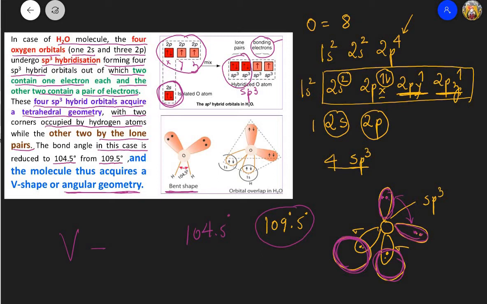Okay, and because of the repulsion, we know which type of repulsion? Lone pair and lone pair will be much more repulsive when compared with lone pair and bond pair, which is much more repulsive when compared with bond pair and bond pair. Here which type of interaction can we see? We can see the interaction that is lone pair and bond pair, right? And because of this repulsion, the molecule acquires a V shape or angular geometry, or it is simply called bent shape. Is it clear, students?